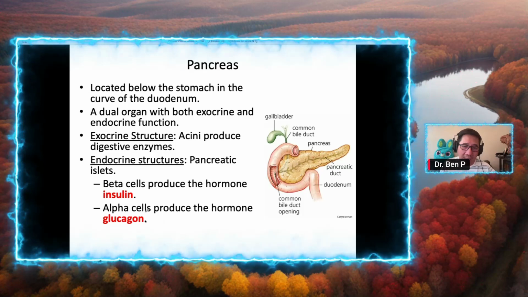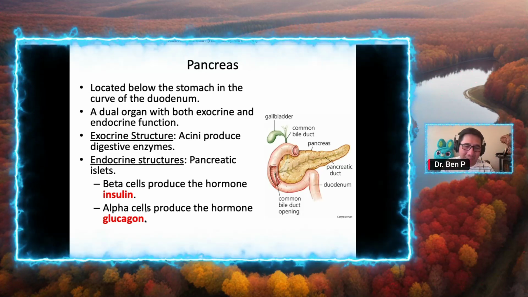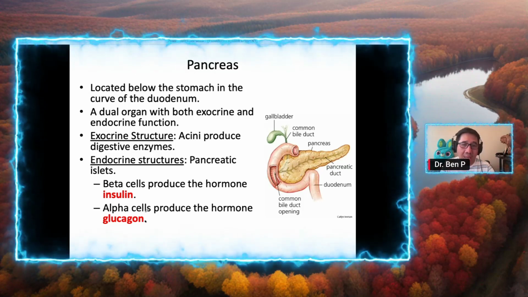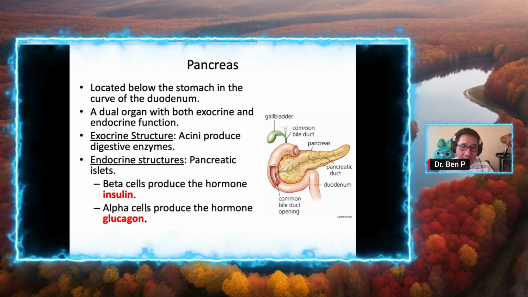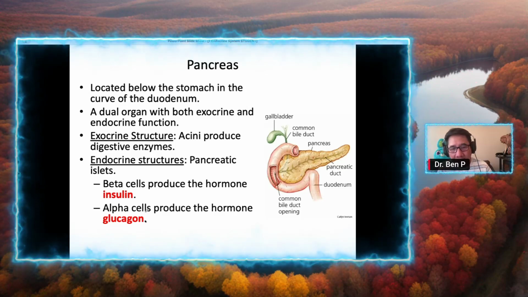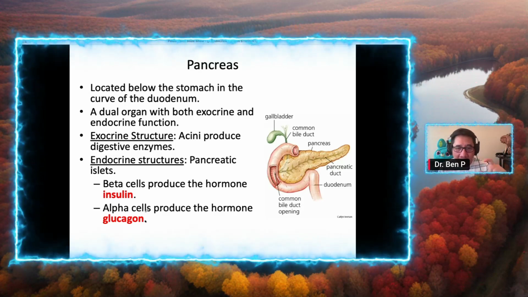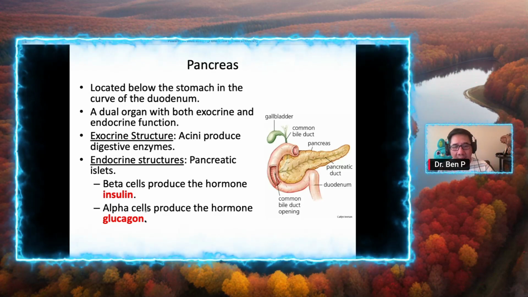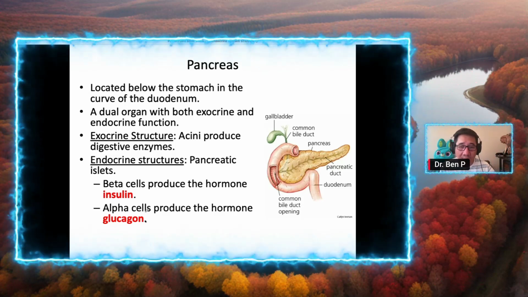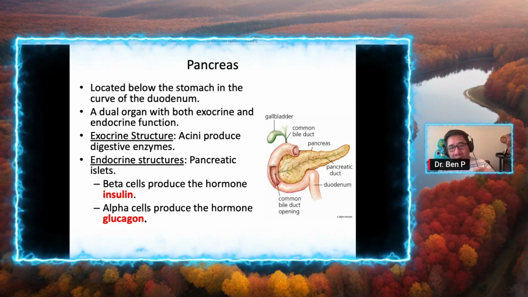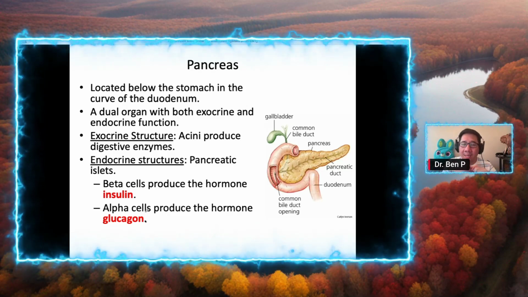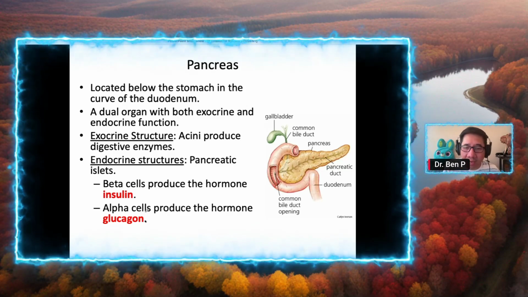You have two sections: the cortex and the medulla. The cortex produces two main hormones, aldosterone and cortisol, and also androgen sex hormones as well. But the key ones are cortisol and aldosterone. Those are the ones that you should know for your test. And then your medulla produces epi and norepi. That's for fight or flight.